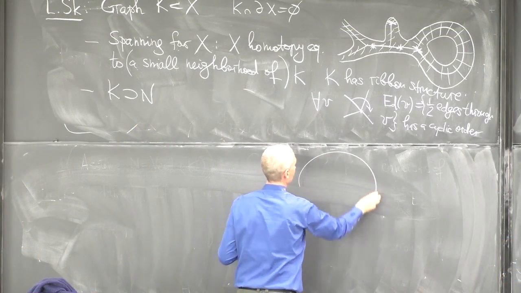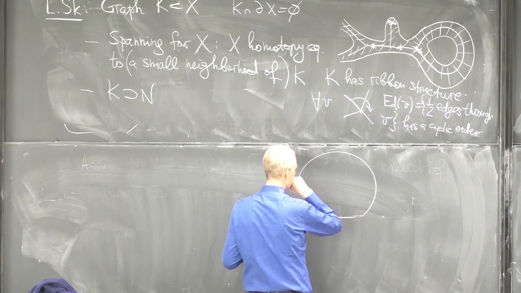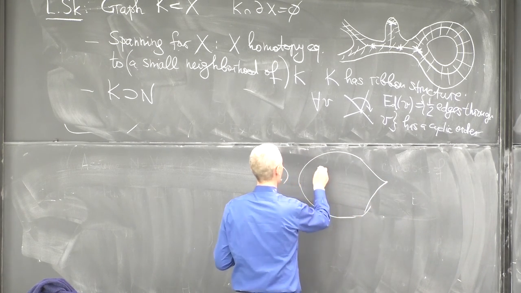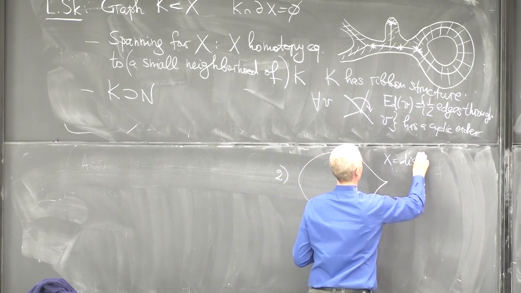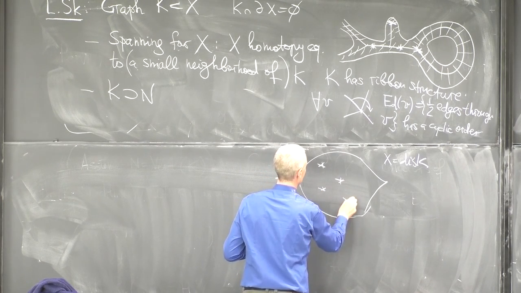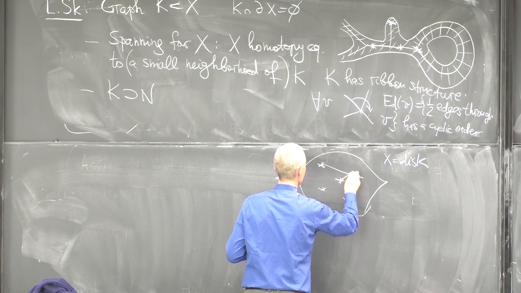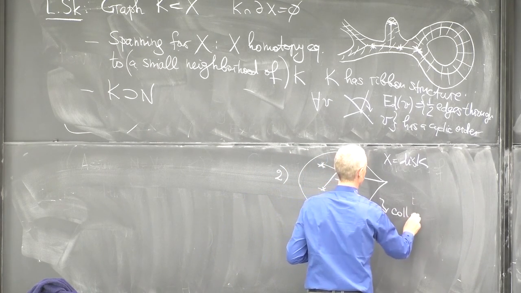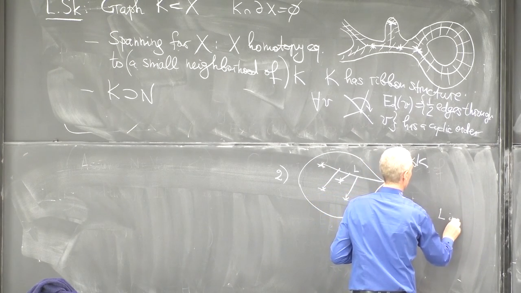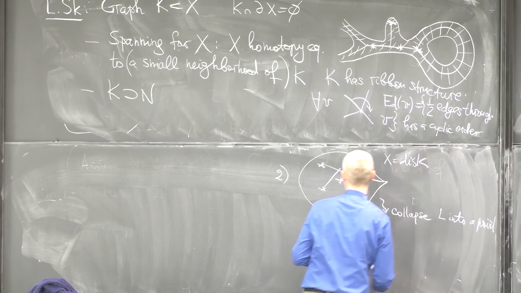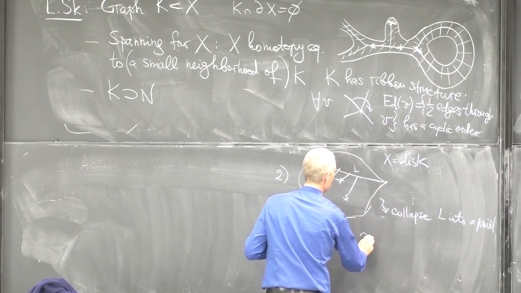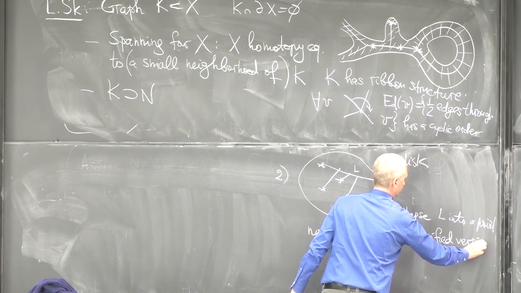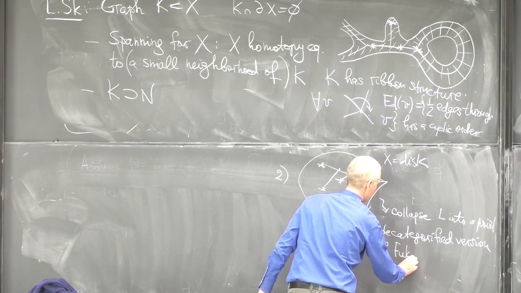So let me just say it like this. It's a slightly modified construction when we have one point on the boundary, but suppose X is a disk, and we have several points, and we assemble them into a tree. Then we can collapse L into a point. And so the new phi is a decategorified version of the Fukaya-Seidel category, which I'll discuss in the third talk.